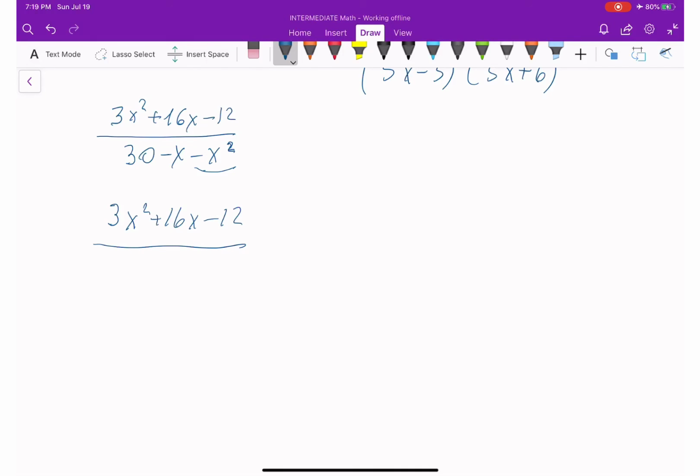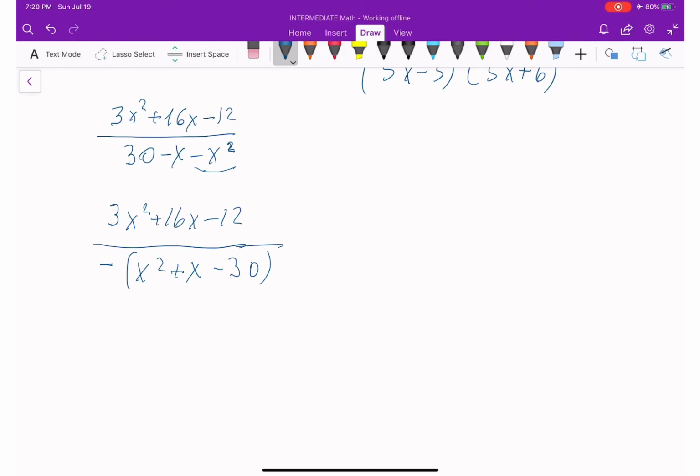Since it's negative, I'm going to take the negative out and change every single sign in parentheses. So negative x squared will become positive x squared, minus x will become positive x, 30 was positive, it becomes negative. So I took the negative out and put it in the order of a quadratic expression, from highest degree to lowest degree. Again, when I took the negative out, I flipped every single sign in parentheses. Negative became positive, positive became negative.